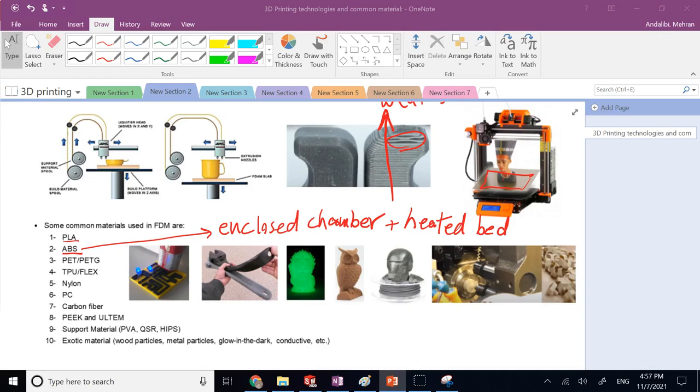And later we'll talk about the post-processing of the parts printed with PLA and ABS. With PLA, we typically use sanding and painting. With ABS, we can also use acetone to post-process it and make it smoother.